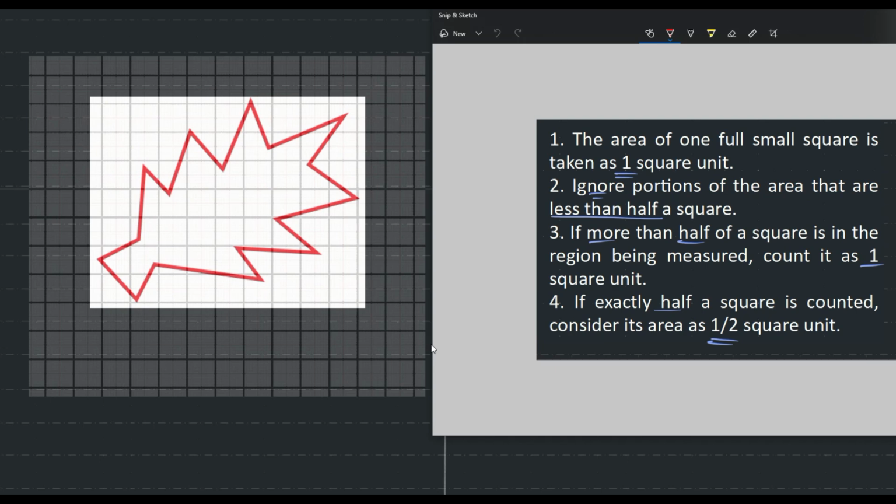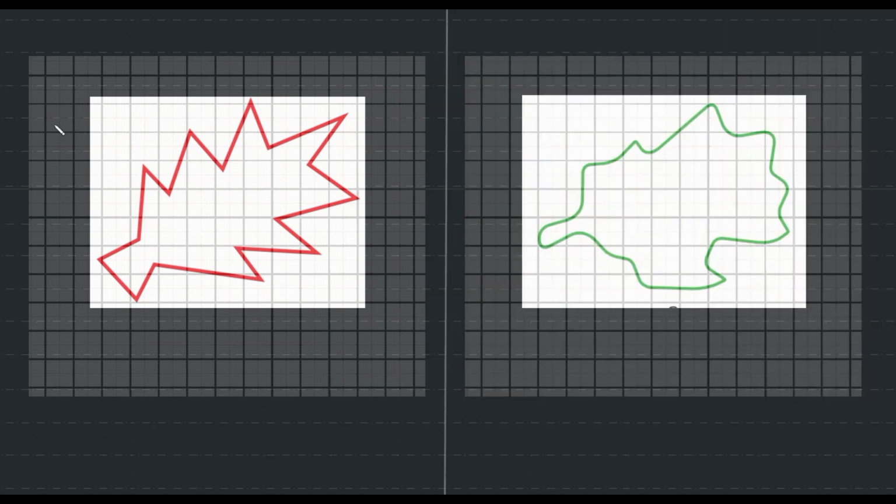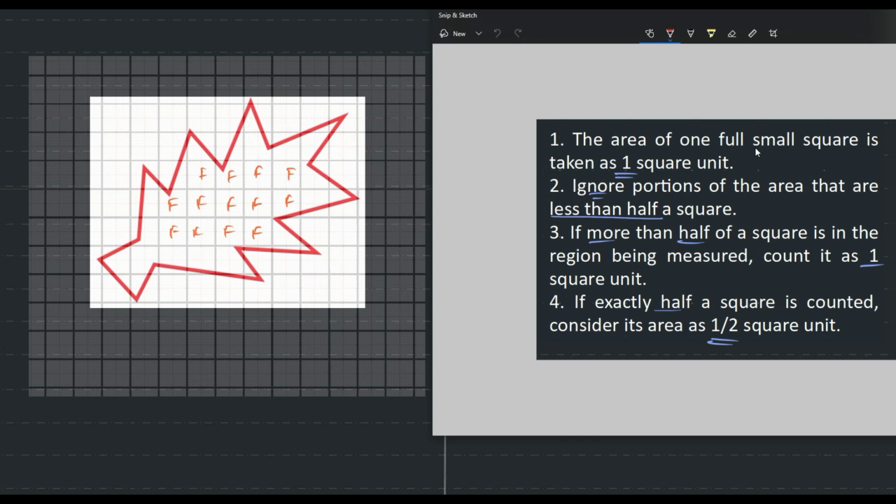So first is to do with the area of a full small square taken as 1 square unit. So let's see how many full are there. So this is full, full, full, full, kind of full, full, full. This is also kind of full. This is also full. This is also kind of full, full, full, full. Okay, right? I think almost all full scenarios I have considered. The first one is considered.